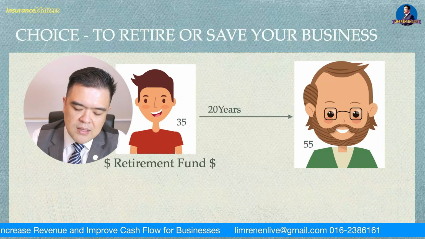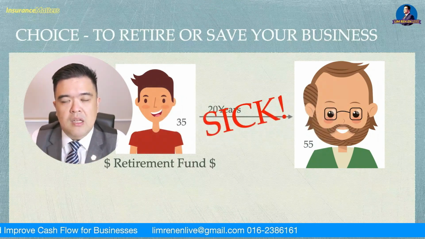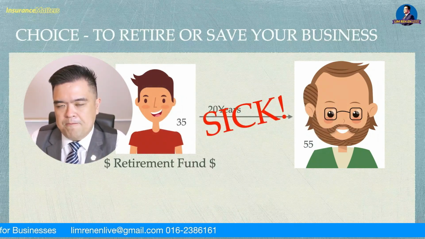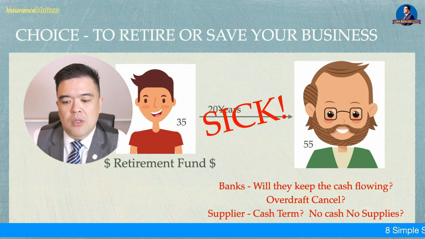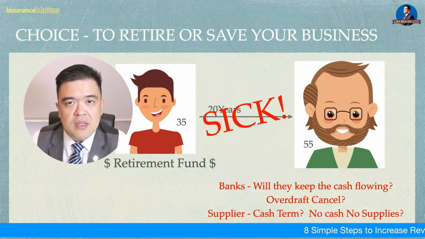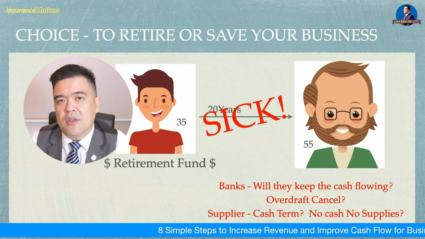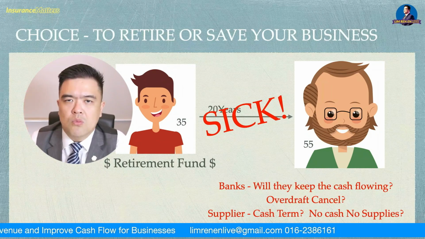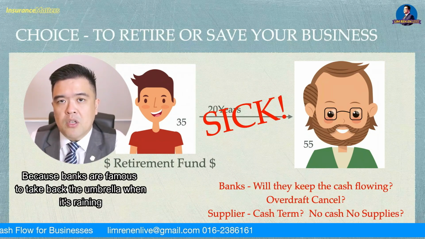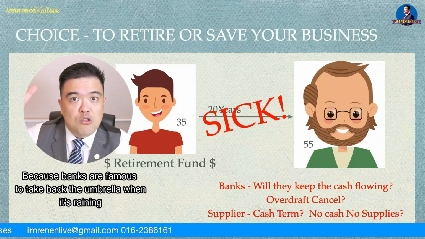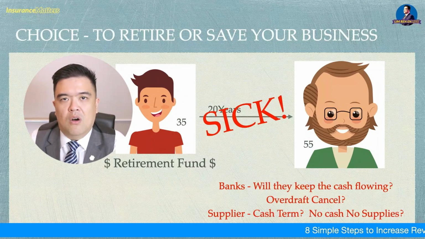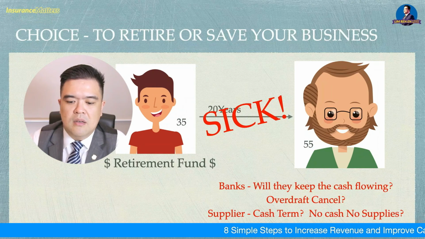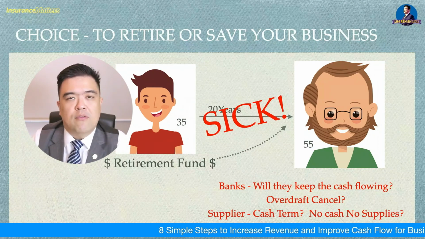But suddenly a crisis happens or the person becomes sick and he cannot work. What happened to the money? I can tell you what will happen to you. The banks, if they know you're very sick, will they keep the cash coming or not? Will they start to shut off the tap? Will they do that? They will. Because banks are famous for taking back the umbrella when it's raining. Overdraft cancel, facilities cancel.